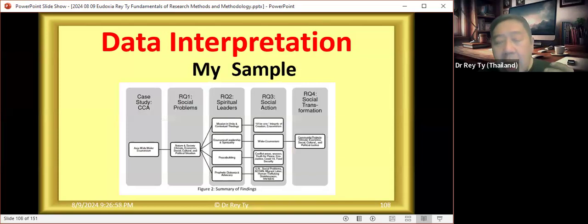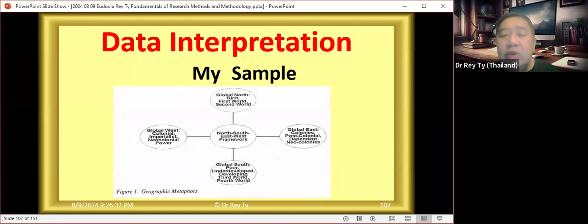And I said there are four types of theories in the world, from the global north, the global south, global east, and global west. The colonies, the colonial powers, the post-colonial powers, the rich countries, and the poor countries. And there are four sets of theories in the world. This was published in Chicago.